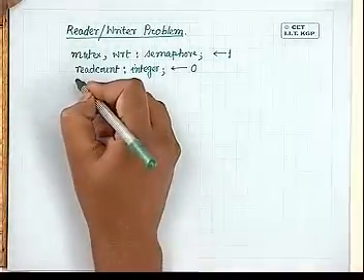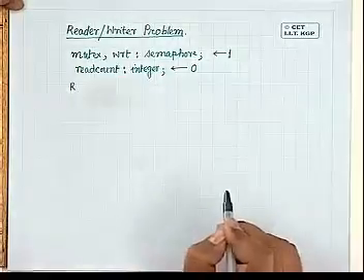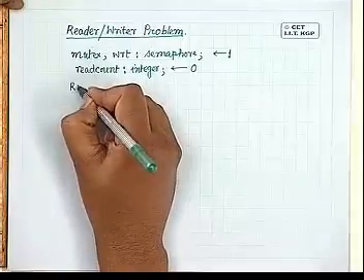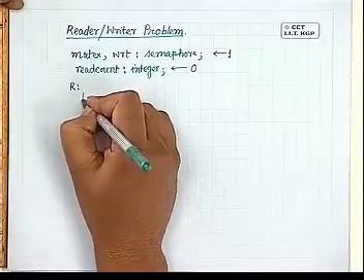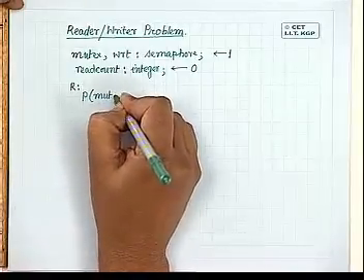After this we can write the code for the reader process and the writer process like this. For the reader process, first we perform the P mutex operation.